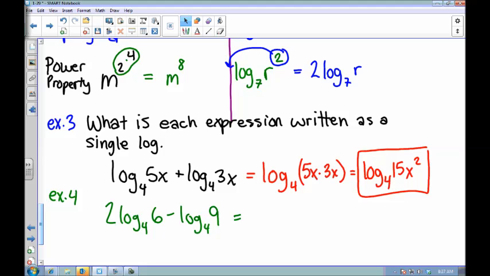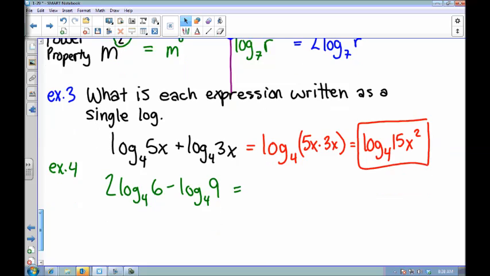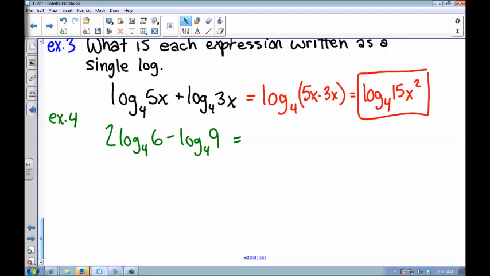Yes? Correct. They have to be, that's what makes them a like term. They have to have the same base. Yes, they have to have the same base. Same with exponents, they have to have the same base.